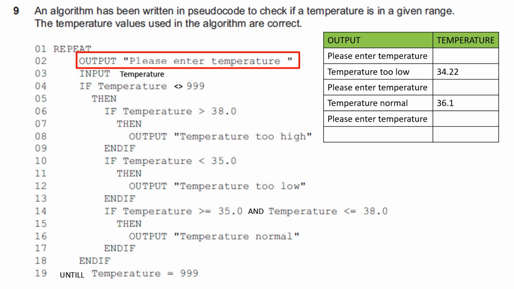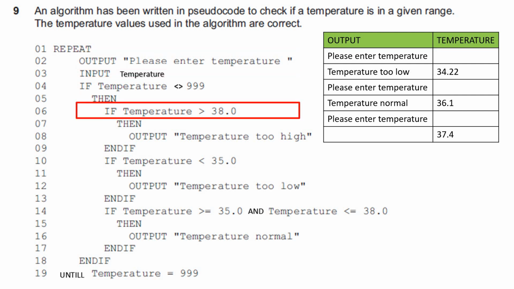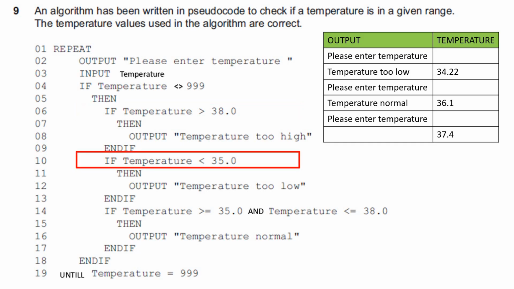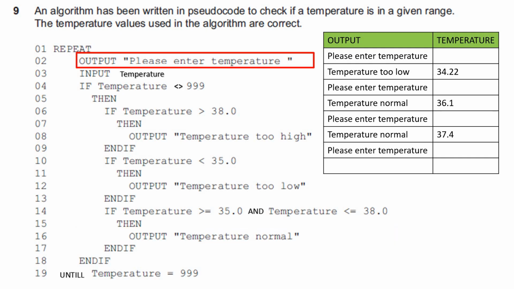Next, please enter the temperature, and this time you are going to enter 37.4. It will check that this condition is true, and then whether the temperature is greater than 38, no. Then it will move to check whether the temperature is less than 35, no. Then 37.4 is greater than 35, yes, and less than 38.0. In this case, it will again show temperature normal.